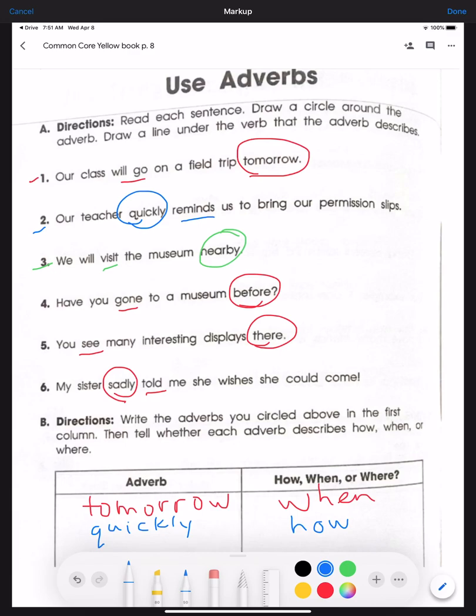Okay, so nearby tells us, did you pause the video and try this on your own? Nearby tells us where. Before. In number 4 it says they've gone before. Before tells us when. Number 5, our adverb is there. There tells me where it is. And if the sister sadly told me, sadly describes how the sister told.